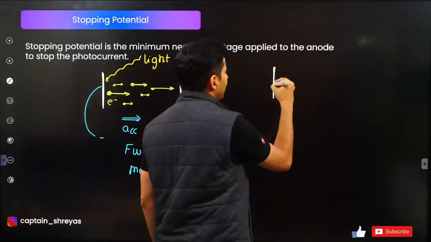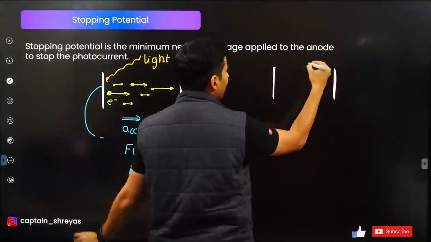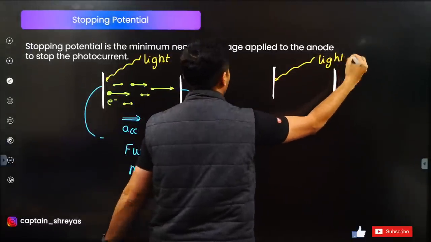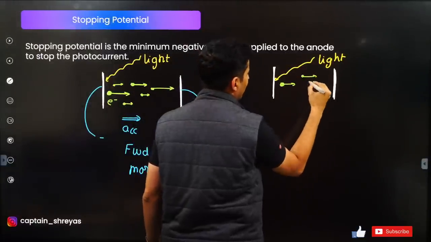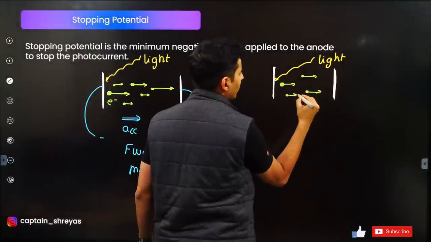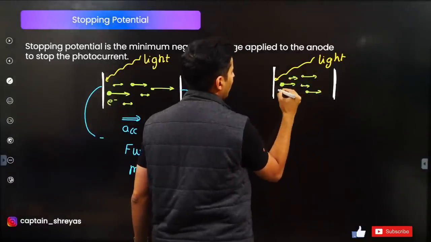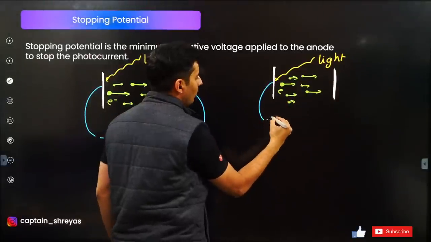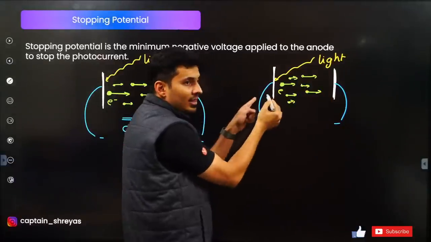Now the reverse of this. I take the same plates. Again, the same light is falling onto the surface. Again, these electrons are coming out like this. Each electron might have different speeds, like we have discussed before. These are all electrons. So now, if I connect this to positive, this to negative, obviously negative will decelerate it.